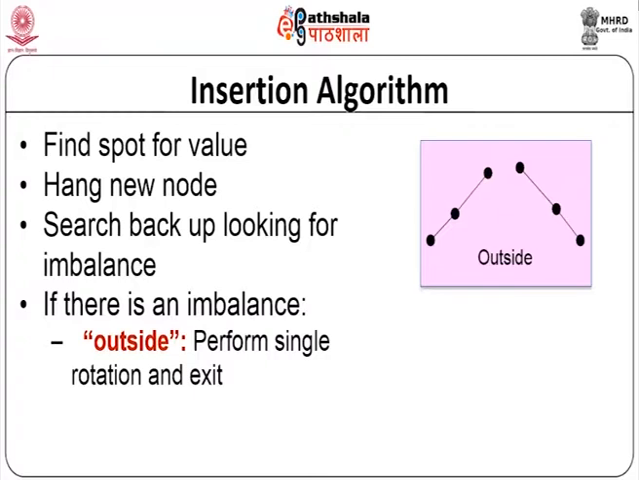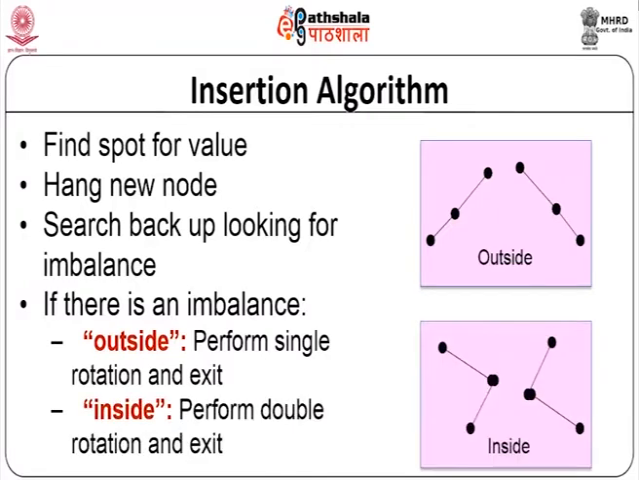Again, we have discussed that when we did insertion left left or right right, then it is called outside. So, you perform a single rotation and exit, or it is an inside type of imbalance, that is in the first case you have a right left, and in the other case you have a left right, then you have to perform a double rotation and exit. So, that is the insertion algorithm: find the spot for the value, attach the new node or hang the new node, search back to find the imbalance, and then look at whether it is an outside imbalance or an inside imbalance.